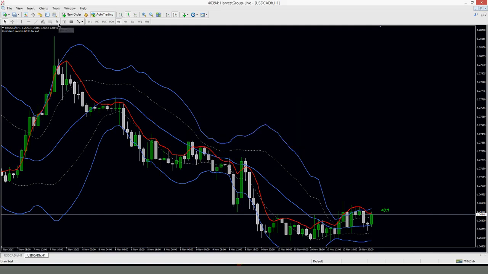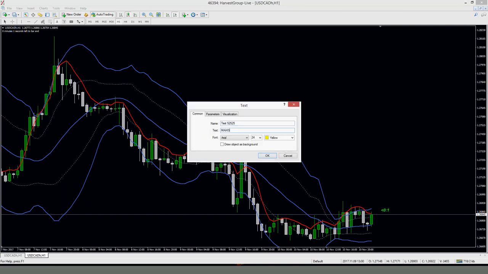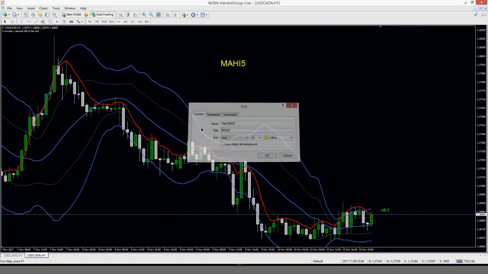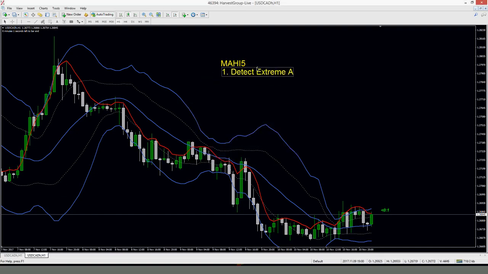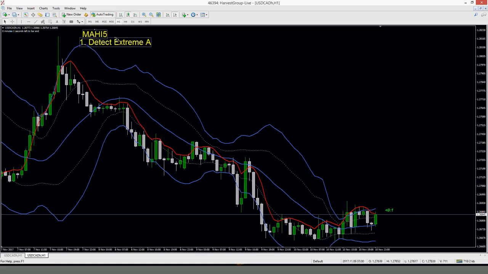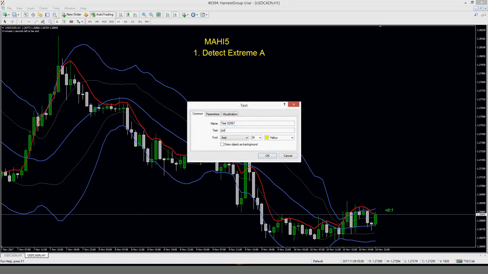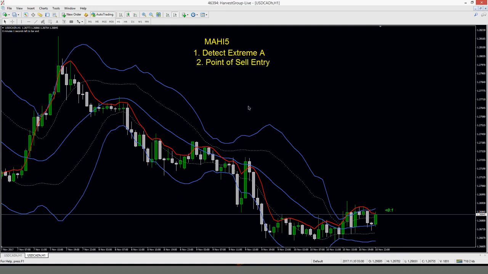So obviously, what we need to understand about MA5 high is that there are two functions for this. The first one is to detect extreme A. The next one is a point of entry sell. So MAHI 5, there are two functions. The first one is to detect extreme A.